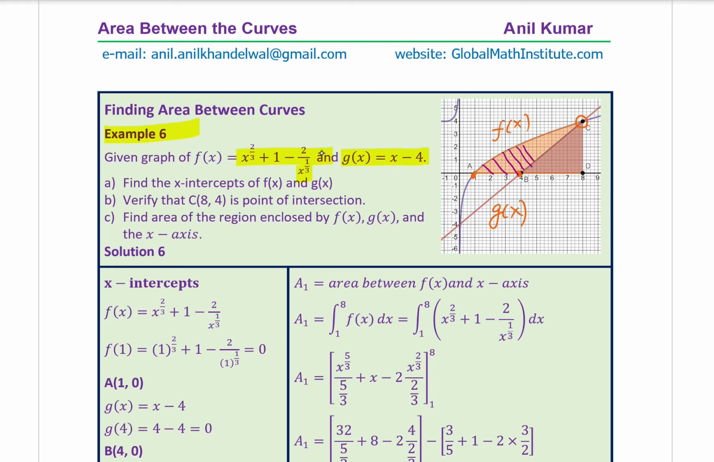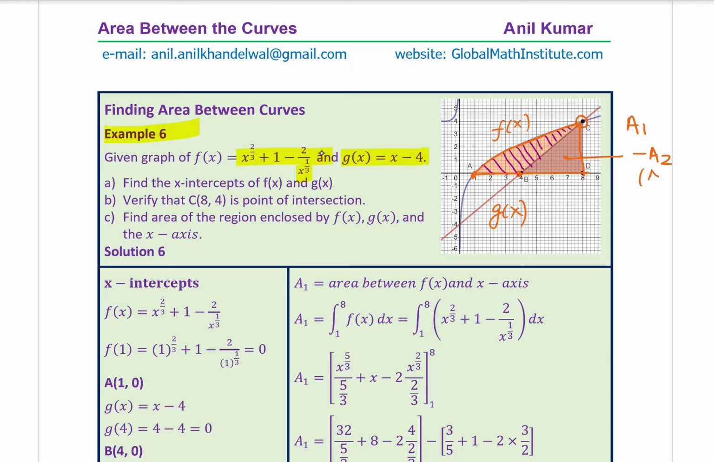X-axis and the curves in between the curves. Okay, so this is the area which we are interested in, right? So clearly, what should you do? First step should be to find the area, let's say A1, which is under the curve and the x-axis, correct? And then we have to take away the area 2 of the triangle.